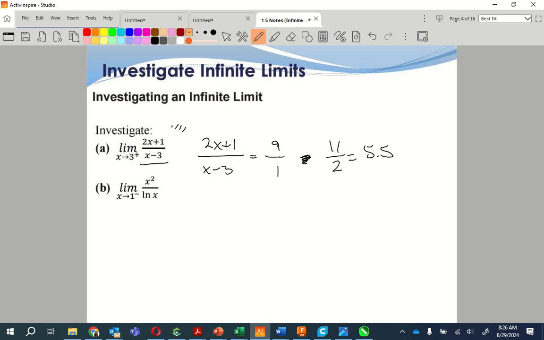Now, let's go ahead and look to see what this is going to be. So I could say that this, going from the right, should be going up to positive infinity.